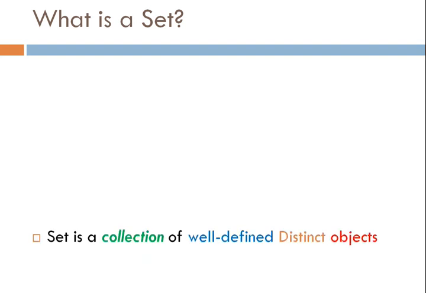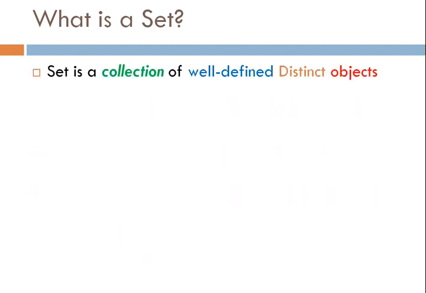So what is set? Anyone know what is set? So now I'm going to tell you what is set. Set is a collection of well-defined and distinct objects. So what was the meaning of collection, well-defined and distinct? An object will come in everyone's mind.